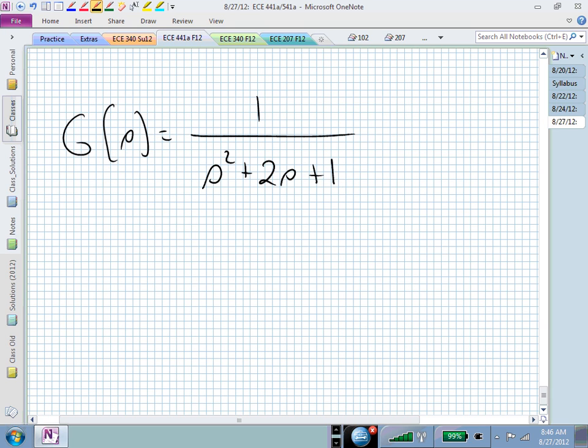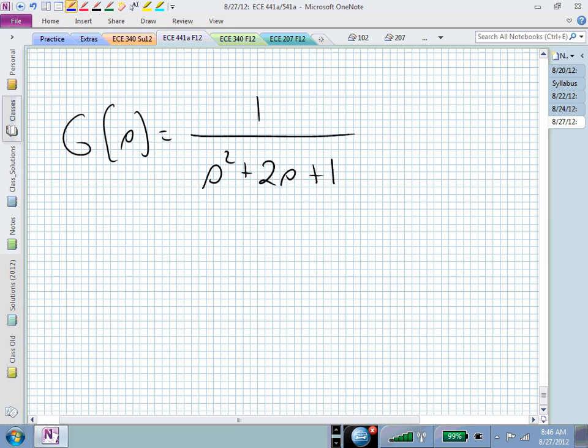This one is 1 because I just look at G of S equals 0 and it's 1 over 1. The DC gain is 1, so I'm going to be 0 dB. Actually, if I look at this, I really don't have a natural frequency. Well, I have 2. What do I have? How many finite zeros do I have? 0. I don't have any finite zeros.